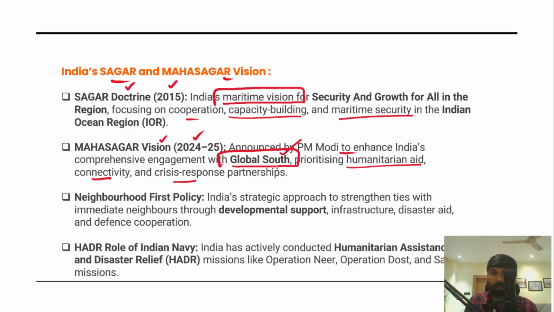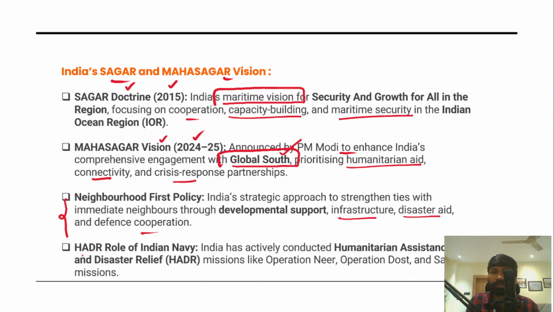And apart from that, India has also launched the Neighborhood First policy to further strengthen India's relations with all our neighbors. Under India's Neighborhood First policy, India has been providing all necessary support to our neighboring countries, whether it is developmental support, infrastructure support, disaster aid, or even defense cooperation. There has been proactive engagement from the Indian side with all these countries.